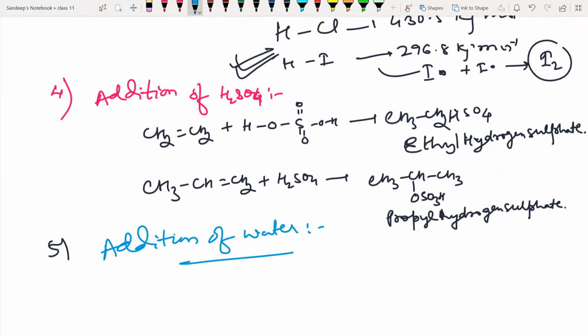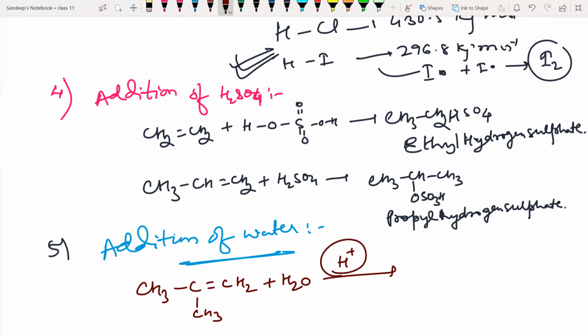So keep in mind that in presence of few drops of concentrated sulfuric acid, alkenes react according to Markovnikov's rule to form alcohol. So 2-methyl propene reacts with water in presence of a little amount of H2SO4. So when we write H plus, that means it is in presence of acid.